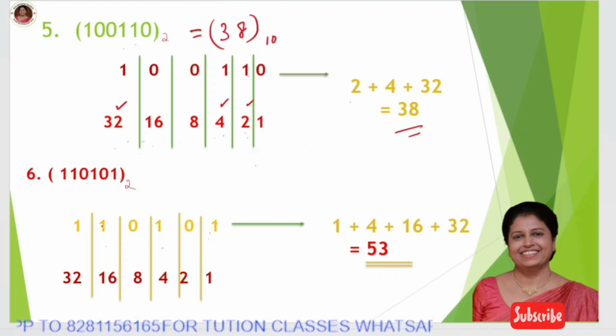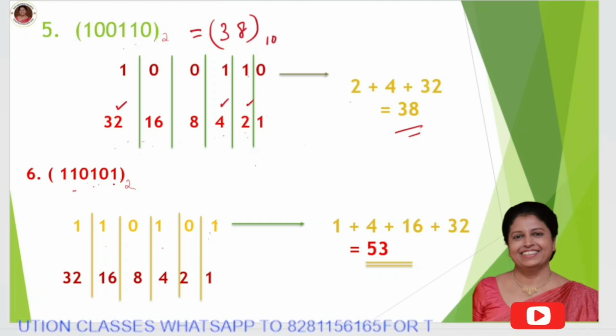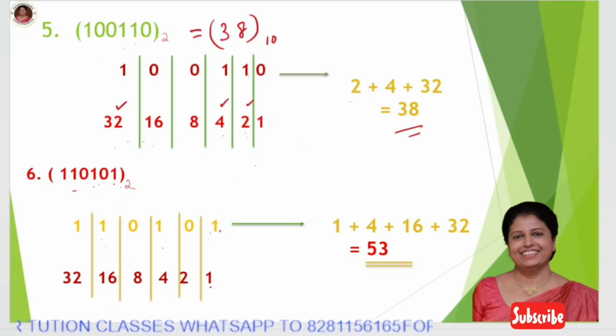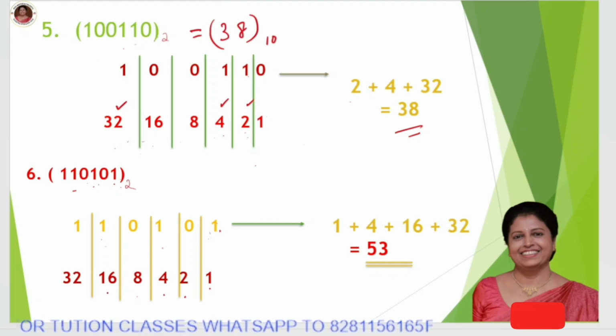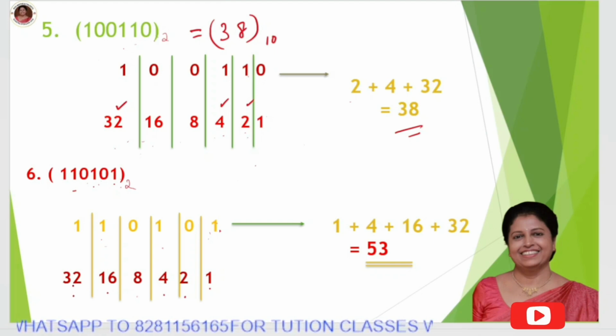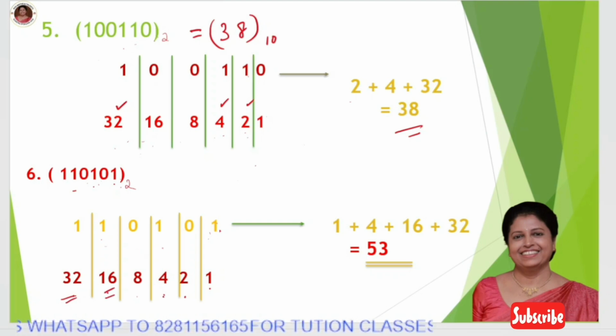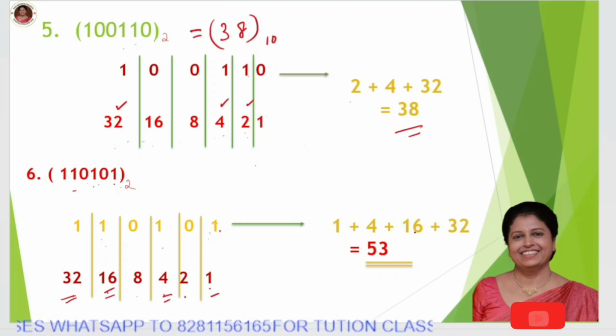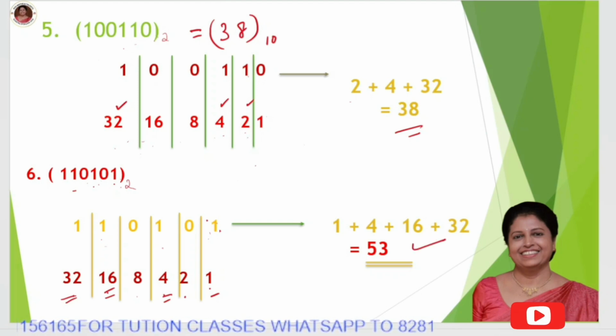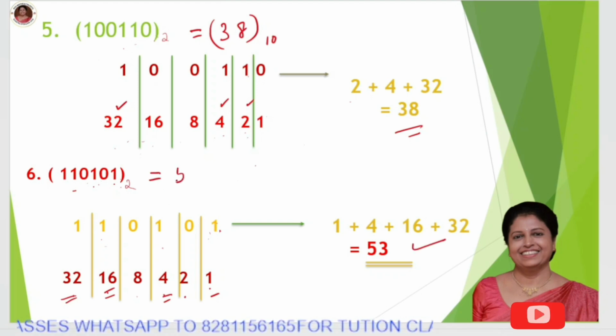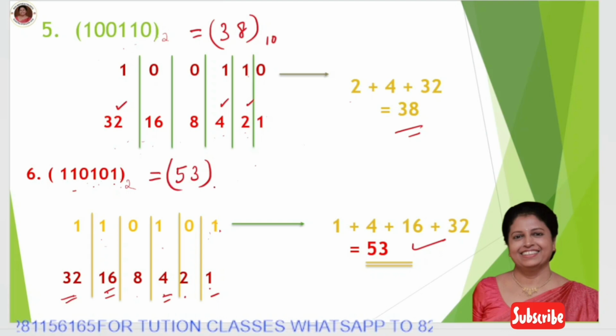Okay. Then come to the next question. 110101. You can write like this. Then write down the position values: 1, double of it 2, 4, 8, 16, 32. Then we can add these numbers: 32 plus 16 plus 4 plus 1. That means 1 plus 4 plus 16 plus 32, that is 53. That means this number is equivalent to 53 to the base 10.